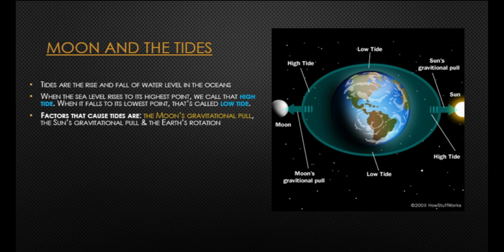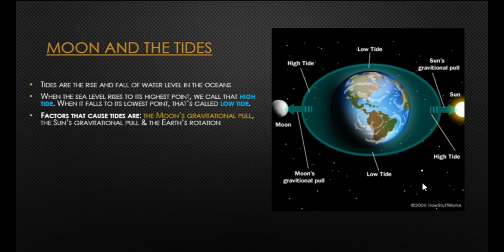The tides are the rise and fall of water level in the oceans of the earth. When the sea level rises to its highest point, it is what we call the high tide. And when it falls to its lowest point, that's called a low tide. There are other factors that contribute to tides, and that is the sun's gravitational pull as well as the earth's rotation, in addition to the gravitational pull of the moon, which is the most important factor.